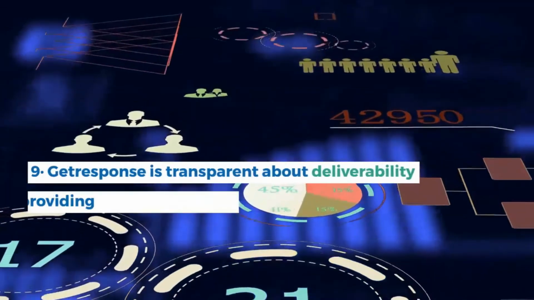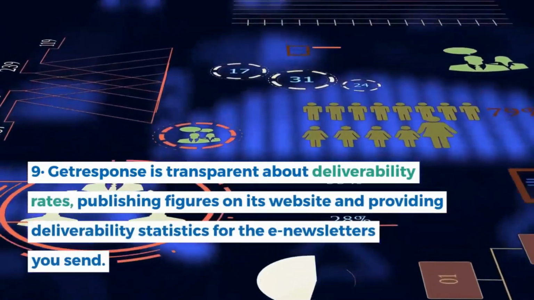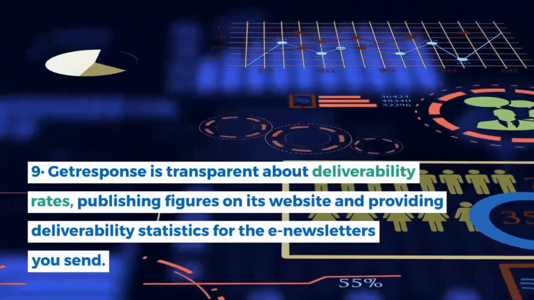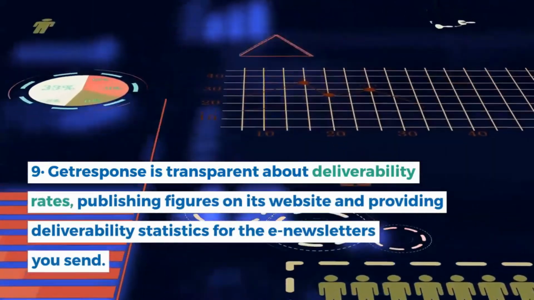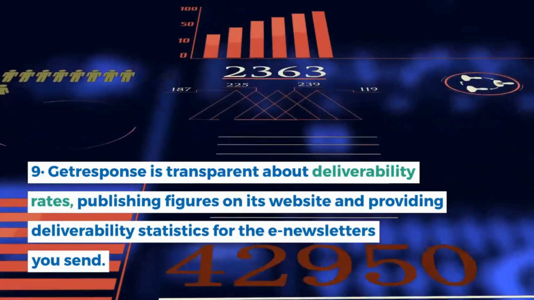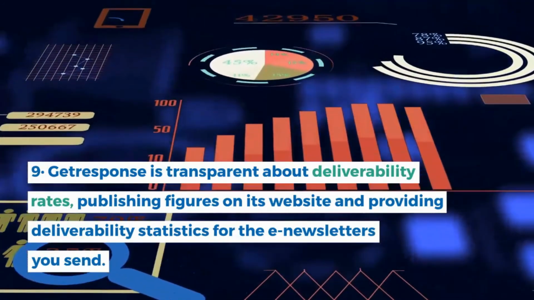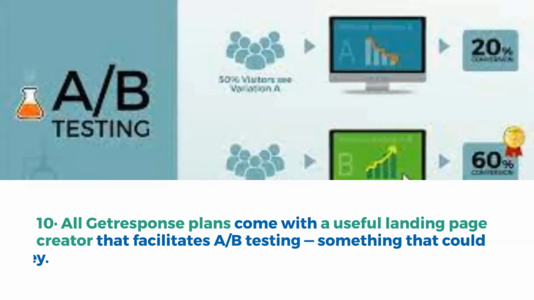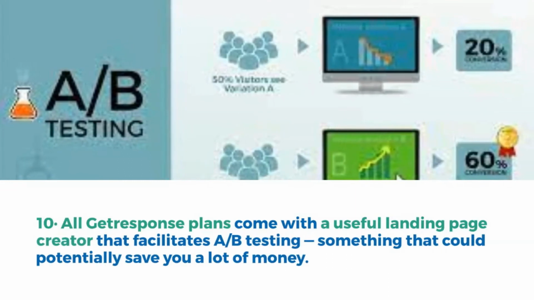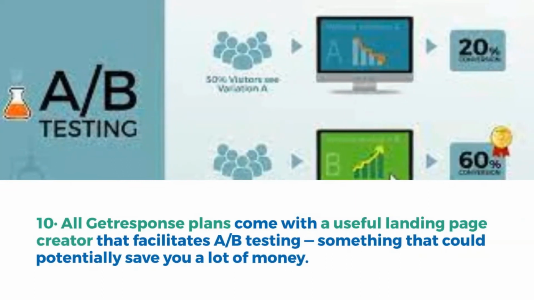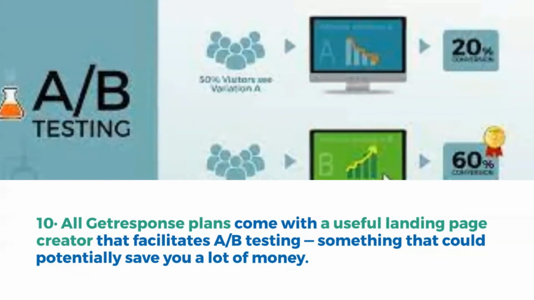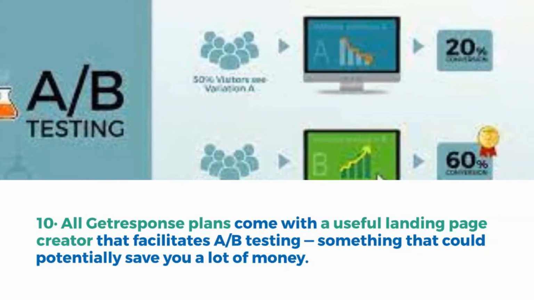9. Getresponse is transparent about deliverability rates, publishing figures on its website, and providing deliverability statistics for the e-newsletters you send. 10. All Getresponse plans come with a useful landing page creator that facilitates A/B testing, something that could potentially save you a lot of money.